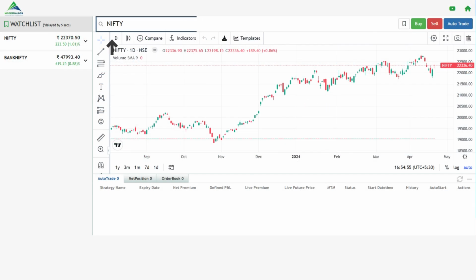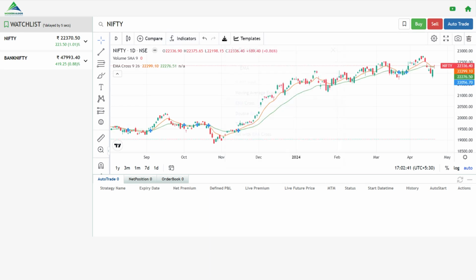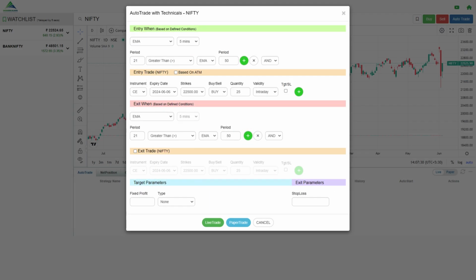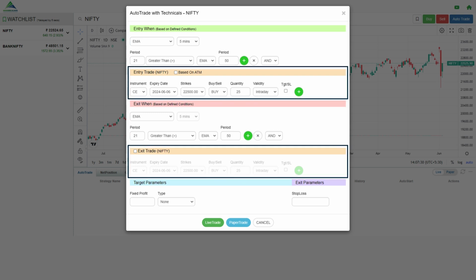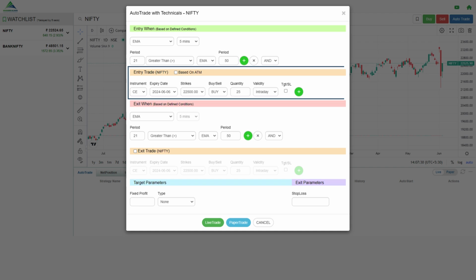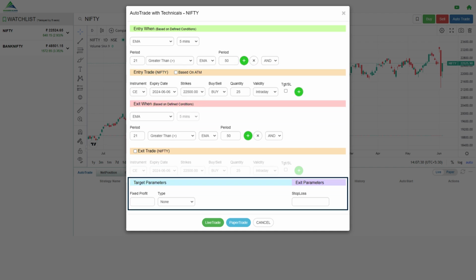Next, choose your desired symbol and integrate an indicator for analysis. Then, click on the Auto Trade button located at the top right corner. Here, define entry and exit conditions and set trade parameters. Specify your entry and exit parameters. After that, define the legwise target and stop loss or overall strategies target and stop loss.